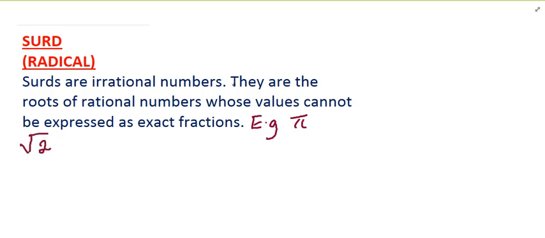The symbol for denoting a surd is the square root symbol, just like this. That's how we write surds. So it can be square root of 6, square root of 3, or whatever.